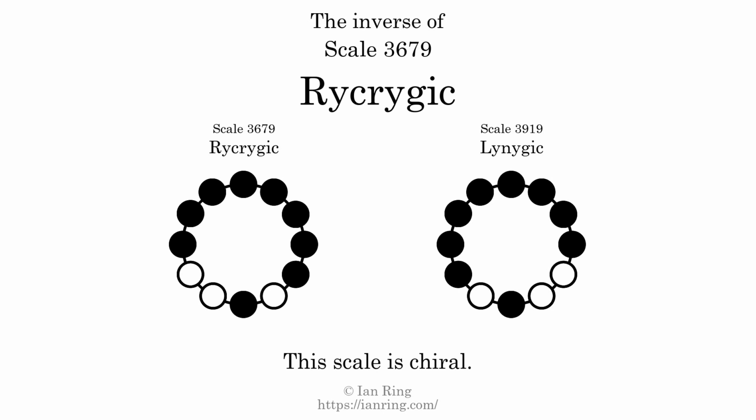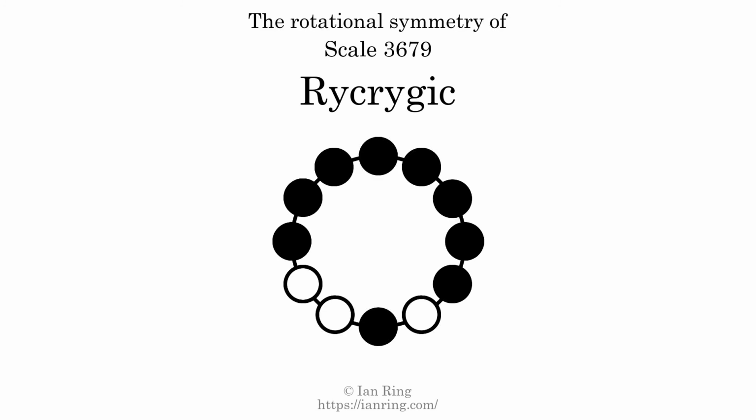The inverse of a scale is a mirror image. It is what you get when the sequence of intervals is reversed. The inverse of this scale is scale 3919, also known as lineagic. This scale is chiral. It cannot transform into its inverse by rotational transformation. This scale has no rotational symmetry.